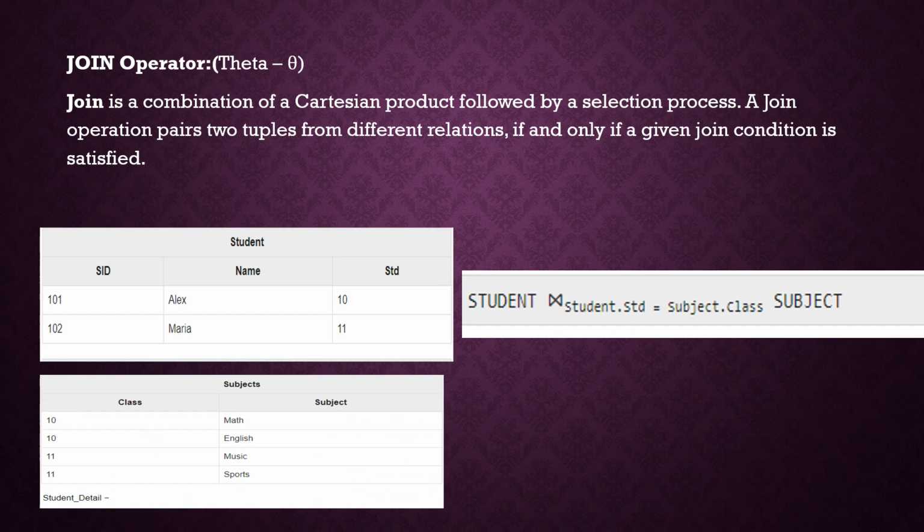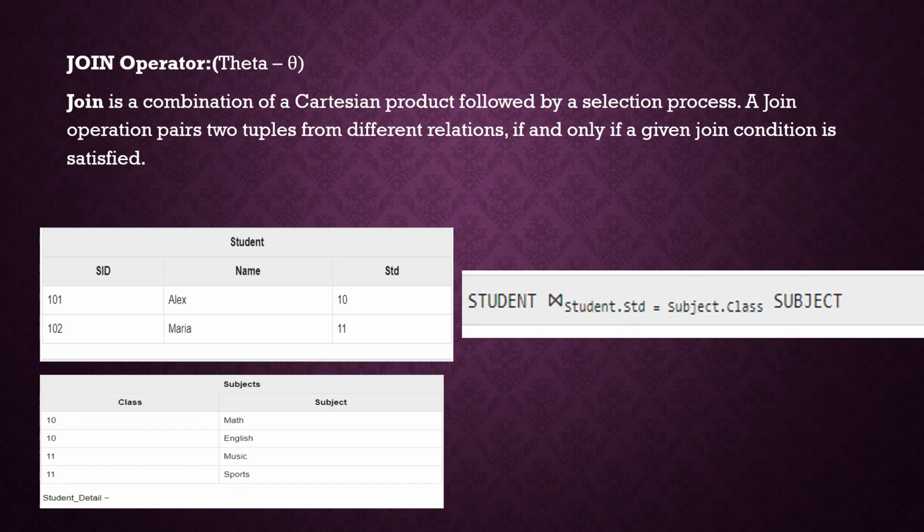Join is a combination of a Cartesian product followed by a selection process, and the join operator is also represented by using theta. A join operation pairs two tuples from different relations if and only if a given condition is satisfied. Some condition we need, and if that condition is satisfied, then only is it possible to join two tuples or two records.